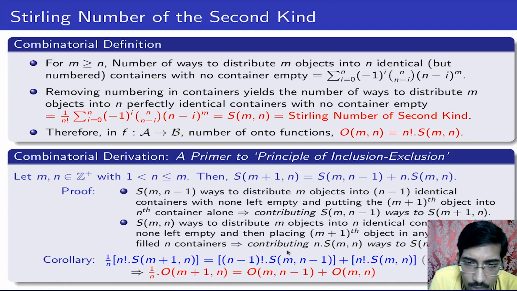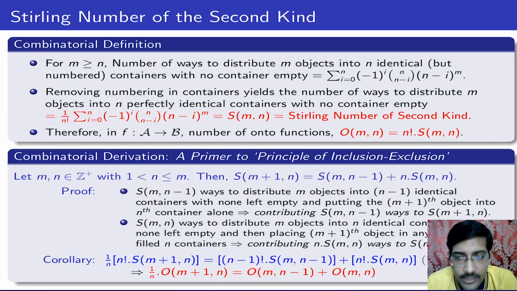So see, this is how we can do the same recursive definition over onto functions, because my onto function says that O(m, n) is n! S(m, n). Therefore this is O(m+1, n); n remains the same. So 1/n into O(m+1, n) equals O(m, n-1) plus O(m, n). So the number of onto functions to map m+1 elements into n is equal to n into these two sets. This is what we call a Stirling number of the second kind, and it stands upon the basic principle of inclusion and exclusion.